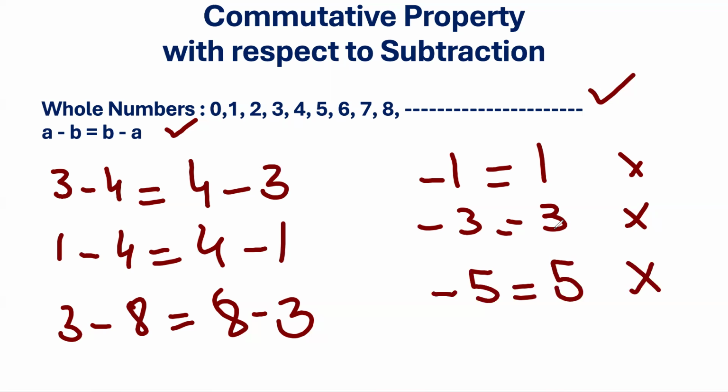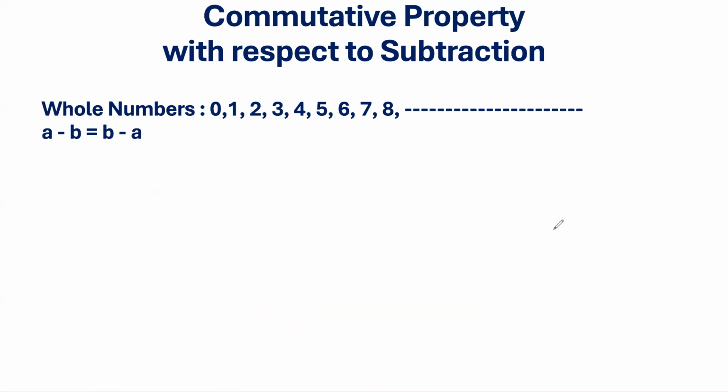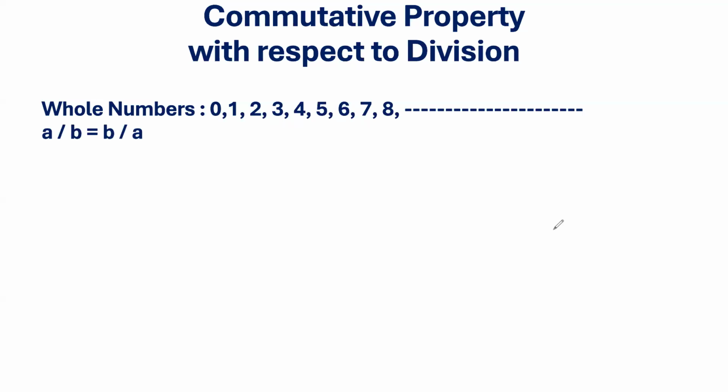Now, another question is with respect to division. Commutative property with respect to division. You are checking in whole numbers. You know that whole numbers start from 0, 0 till infinity: 0, 1, 2, 3, 4, 5, 6, 7, 8, 9, going till infinity. What is the commutative property with respect to division? This is the property: A divided by B is equal to B divided by A.